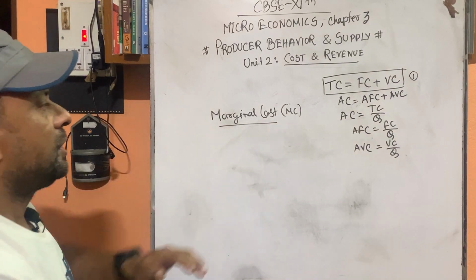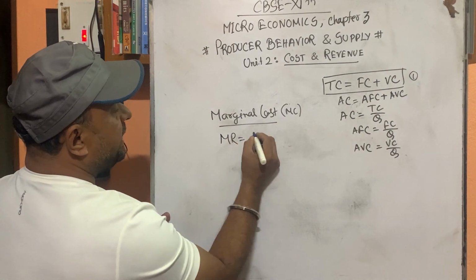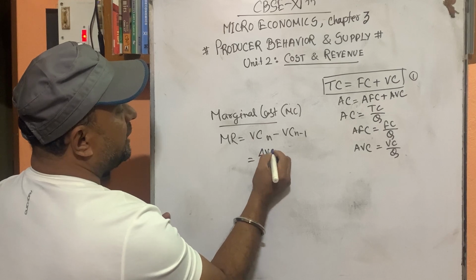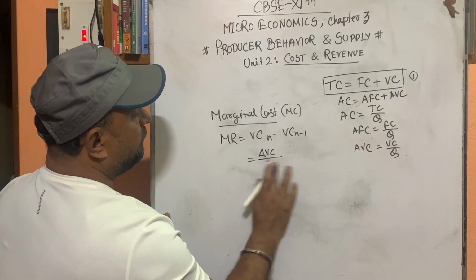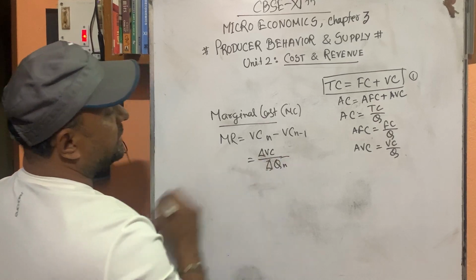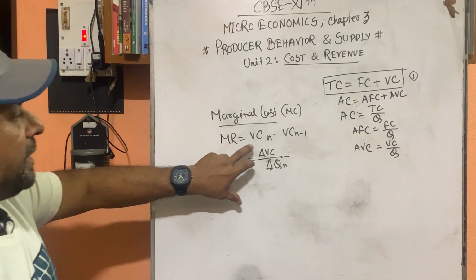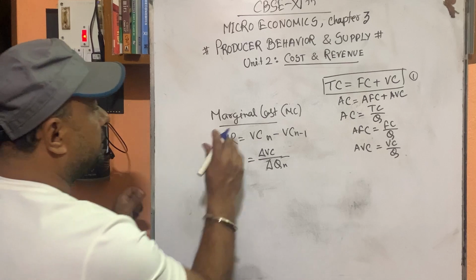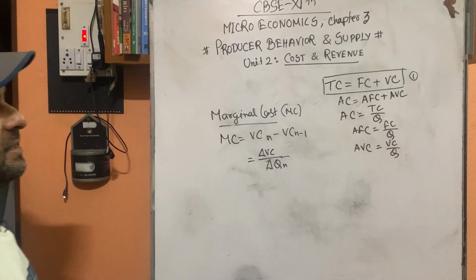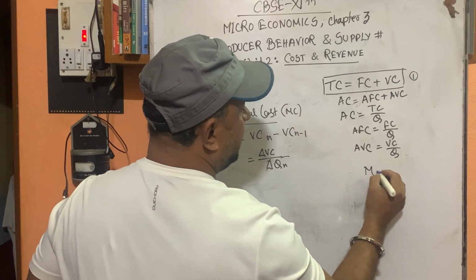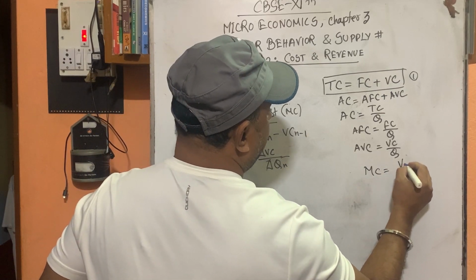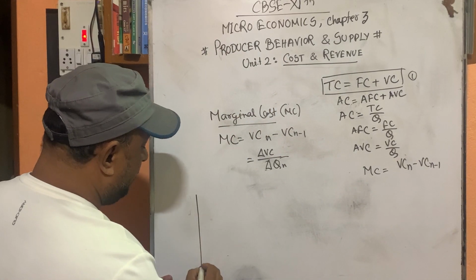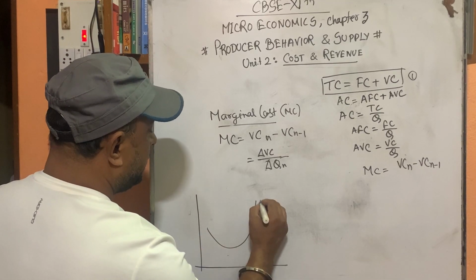This is marginal cost. So marginal cost is the change in variable cost, or we can write delta variable cost by delta quantity of production. So marginal cost is the ratio between change in the variable cost due to change in the production. This is our marginal cost, MC. So we are getting another formula here. Marginal cost is the variable cost n minus variable cost n minus 1. Okay, and this is the shape of the marginal cost curve. It is also U shape, MC.